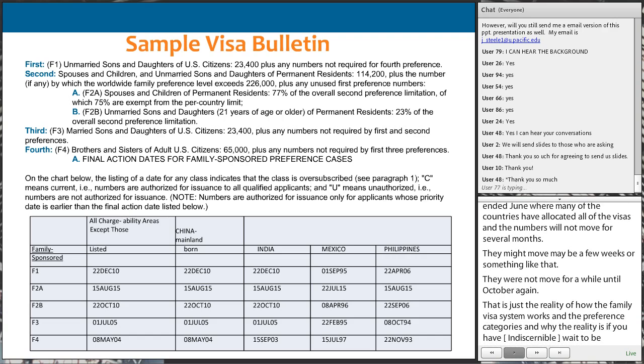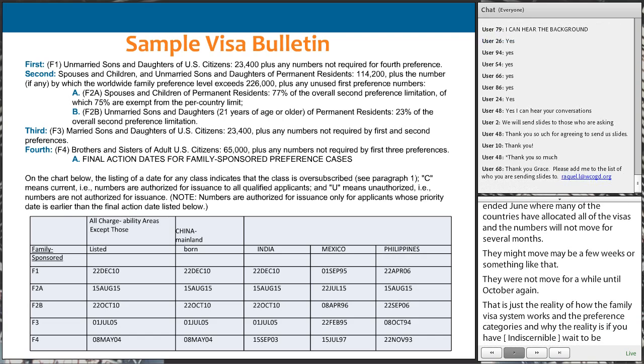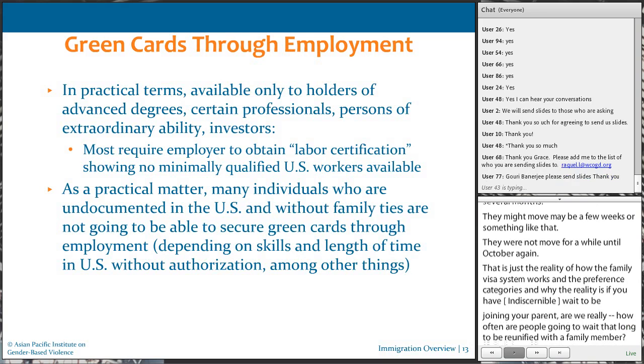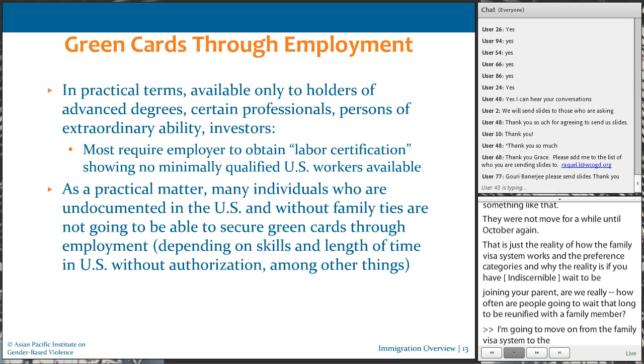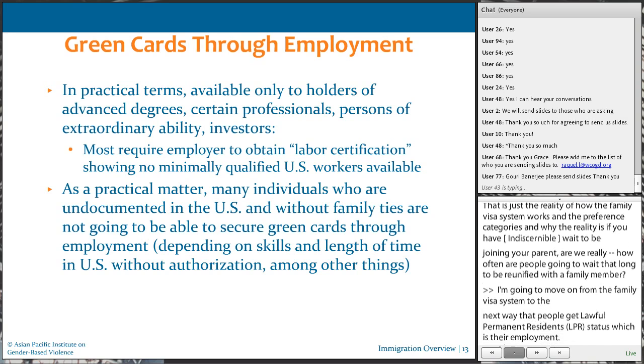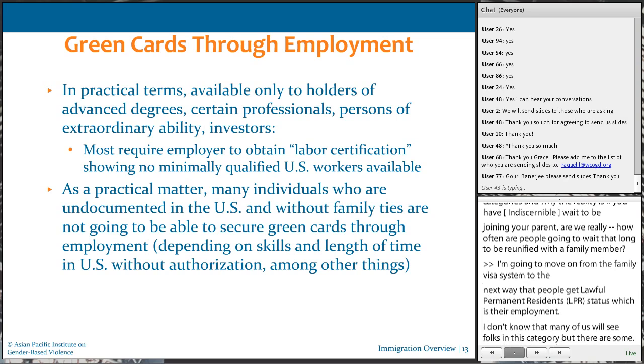I'm going to move on from the family visa system to the next way that people get LPR status, which is through employment. I don't know that many of us will see folks in this category, but there are some. I know our programs work with folks whose spouses, perhaps, came in through an employment-based visa.